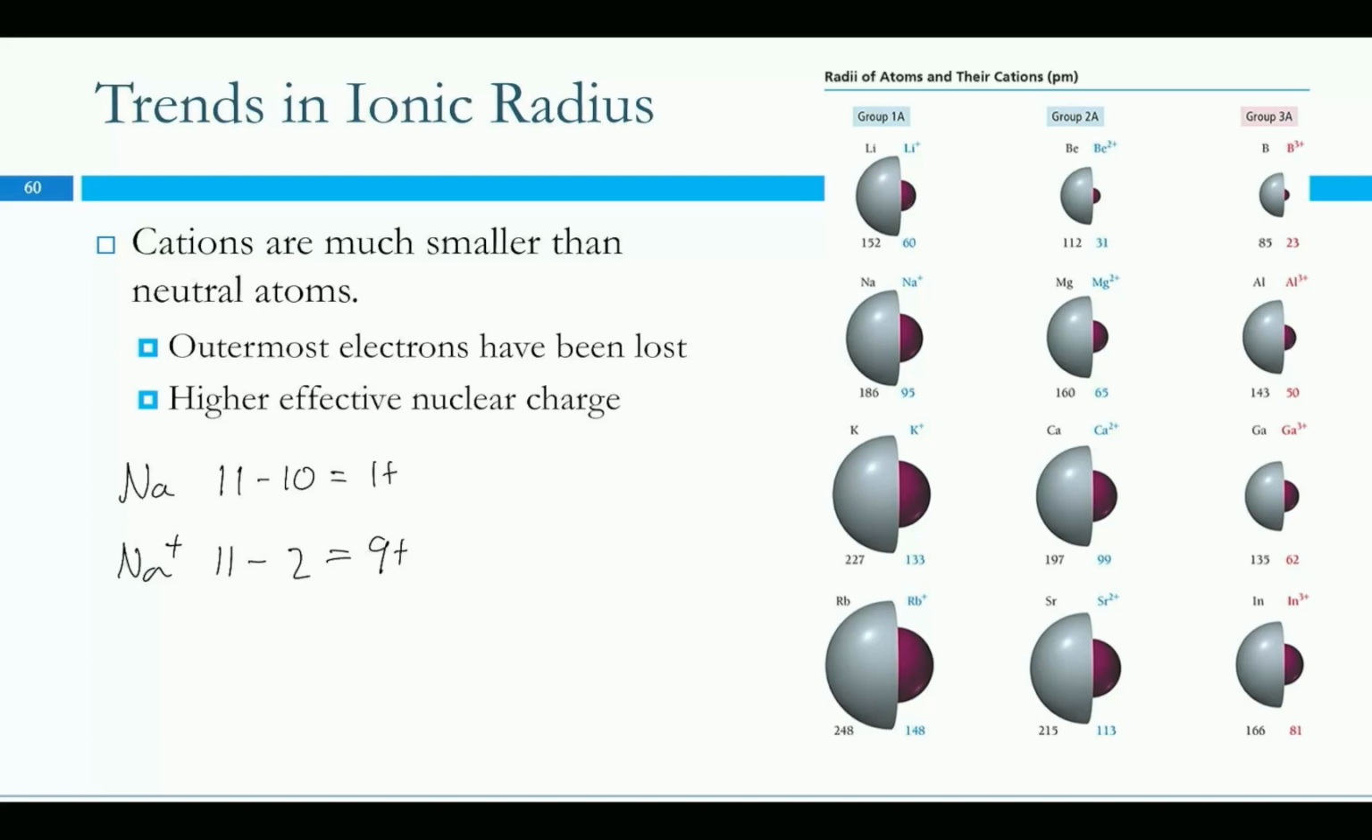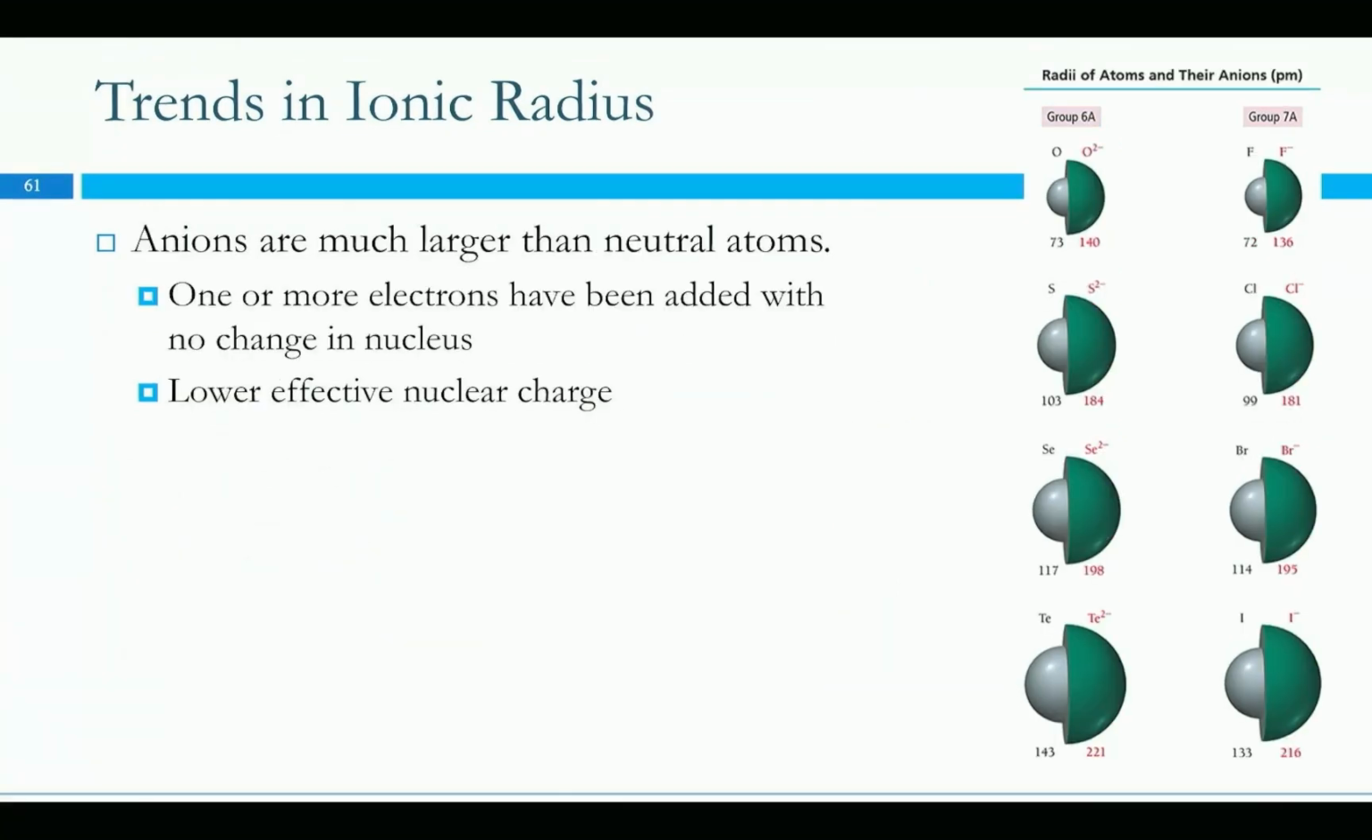Because now all of those previous core electrons, or some of them, become valence electrons. So you see really big jumps. Sodium jumps from 186 down to 95, so it cuts the size in half. Going the opposite direction, anions get much larger than neutral atoms. The nucleus doesn't change, but you add 1 or more electrons, and you get a lower effective nuclear charge.